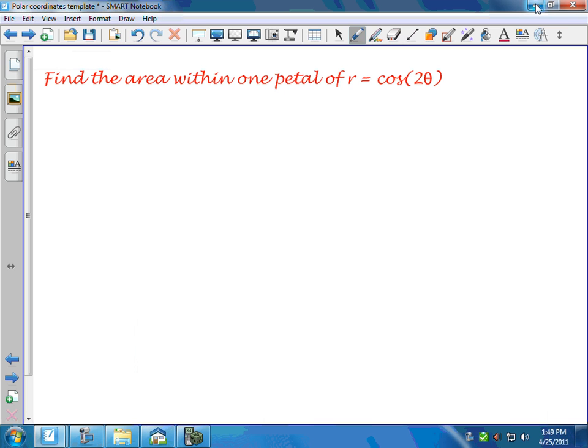Yes, question. They're not symmetrical. Actually, they should be symmetrical. It doesn't look like it's symmetrical because the screen is more rectangular. If you do zoom square, it's actually going to show you that all the petals are of the same size. It's a good question because sometimes we make that assumption. We find area within one petal, assuming that all petals will have the same area.